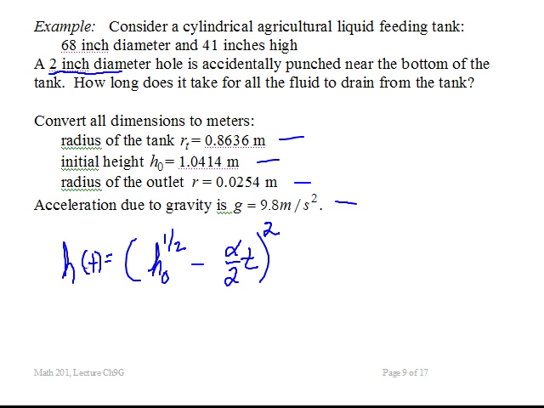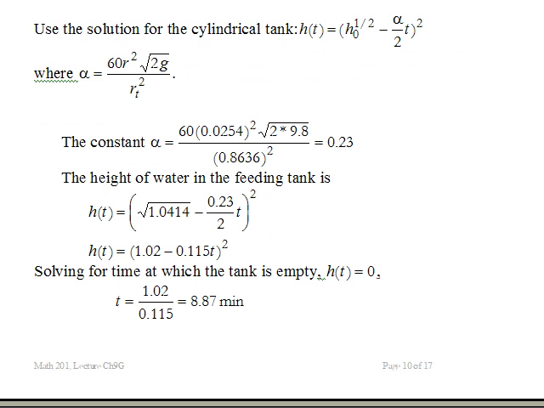I have to go back and find out and evaluate alpha. That was kind of complicated, but it's only a multiplication problem. Okay, here was our solution again. Here was alpha. If we take all those numbers we had on the other page and plug them in, we find that alpha is 0.23. So here is the height of the water in the feeding tank. I substituted for h naught 1.0414, the square root of that, minus, here's the alpha, 0.23 divided by 2, times t. Of course, I can divide that out. Here's my solution. This is how the height varies with time, and I'll show you a graph of it in a minute.